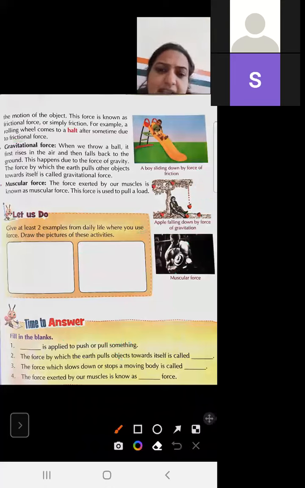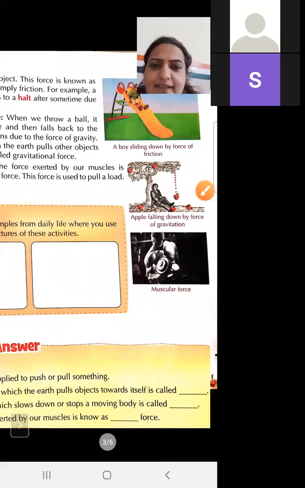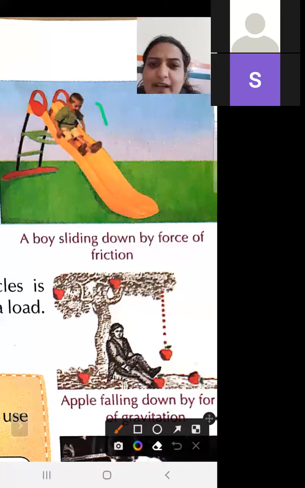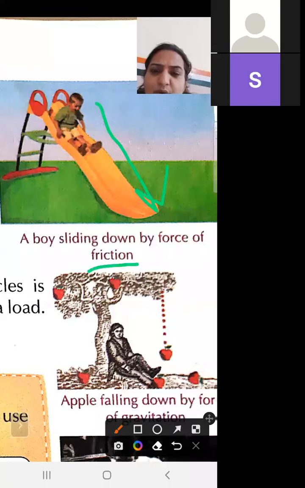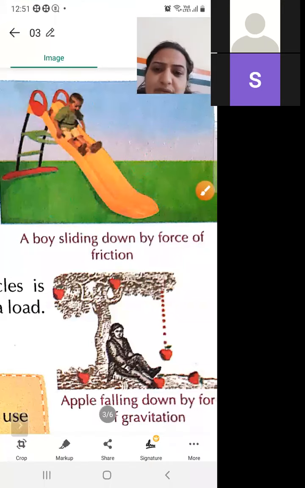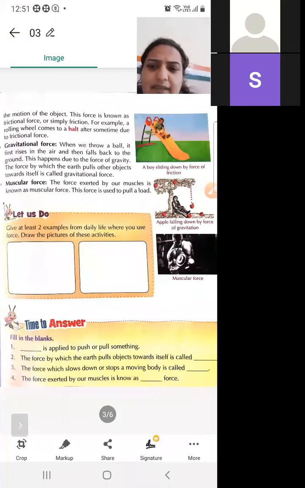So next is, this boy is sliding down. Why is this boy sliding down? Due to force of friction. So due to force of friction, this boy is sliding down. Or next is gravitational force.